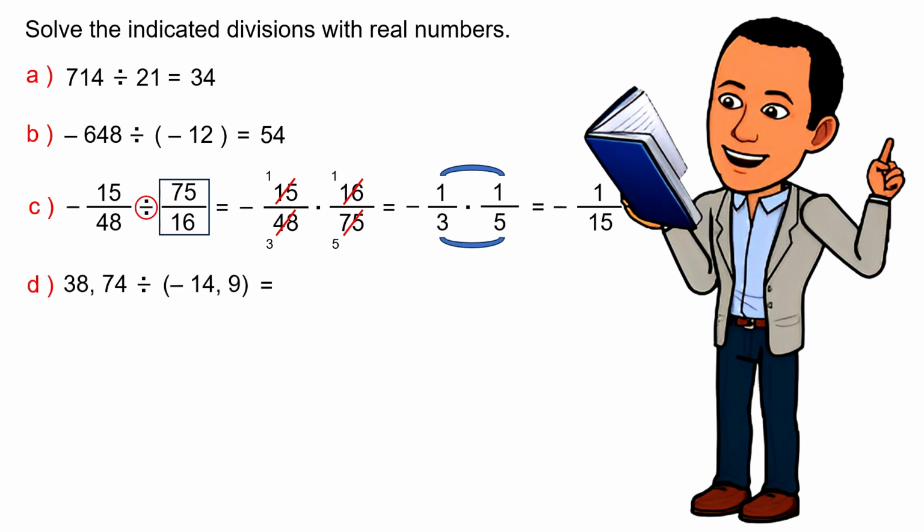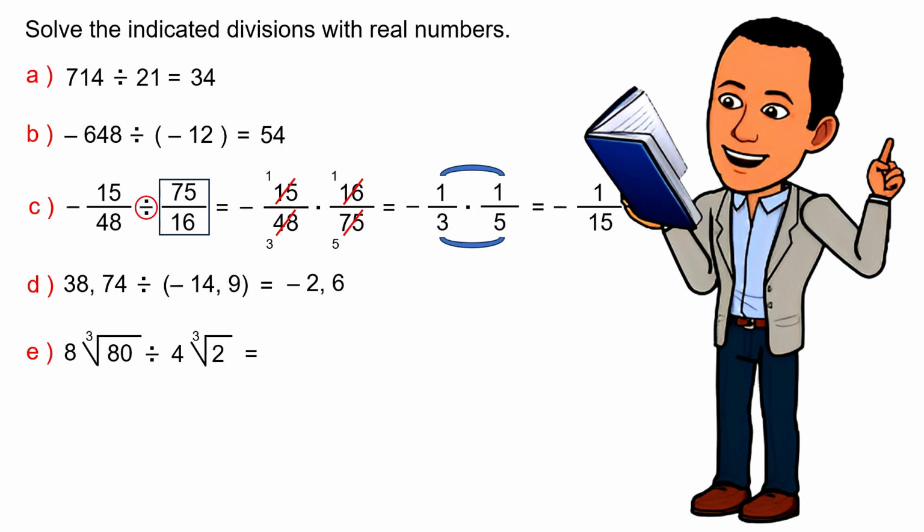Literal D. 38.74 divided by minus 14.9. In the fourth case, we have the quotient also of rational numbers but decimals. Then, applying the law of signs, the result will have a negative sign, and making the division, it would be minus 2.6.